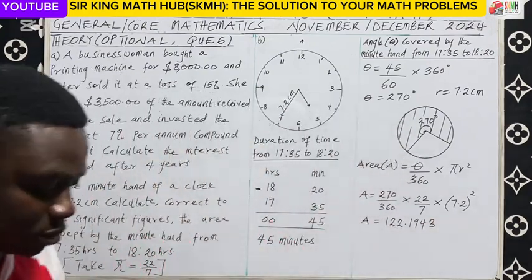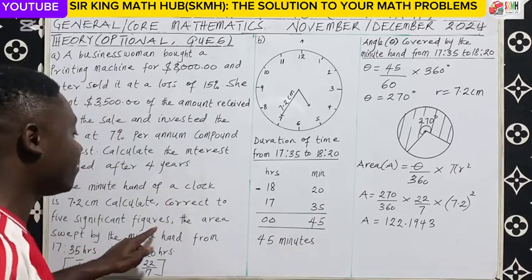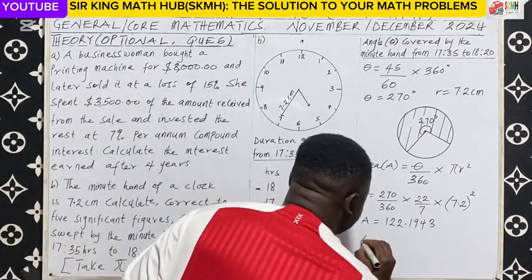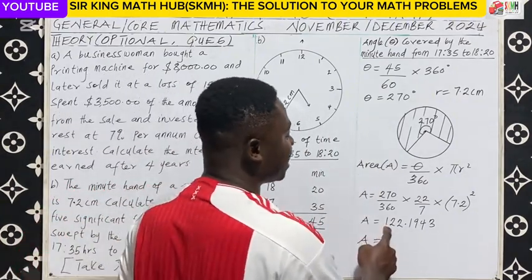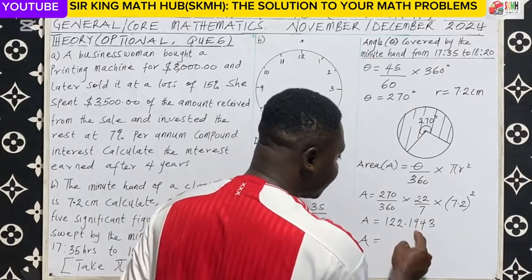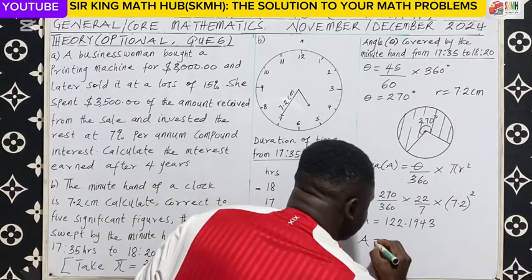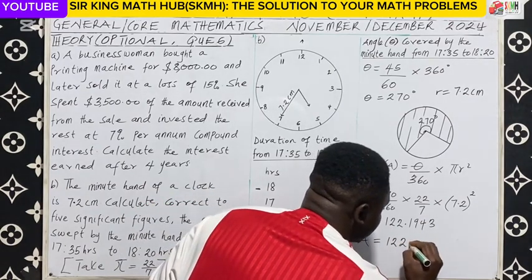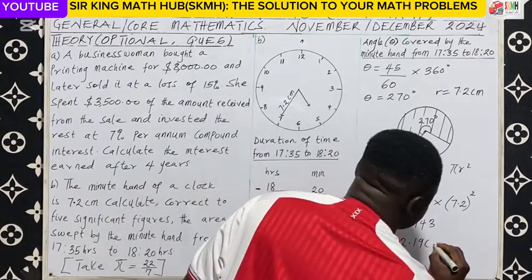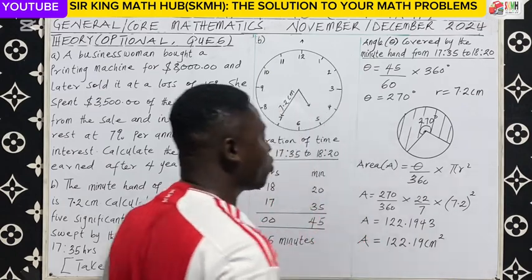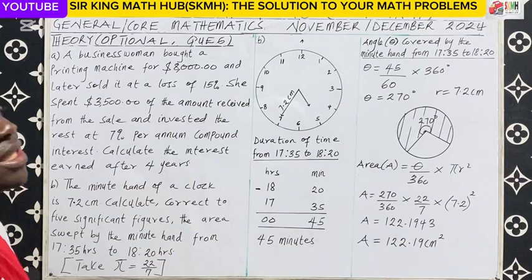So the area is 122.1943. But don't forget that we have to correct to 5 significant figures. So how do we correct this to 5 significant figures? There's the first significant number, the second one, the third, the fourth, and then the fifth. Then the next number here is 4, which is less than 5. So we have 122.19 centimeters squared. So that is the area swept by the minute hand.